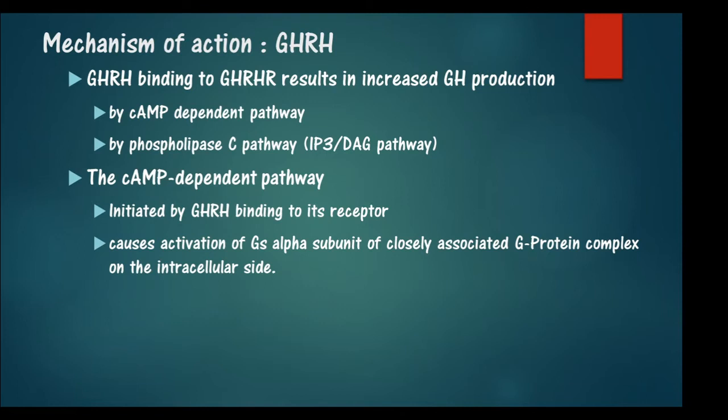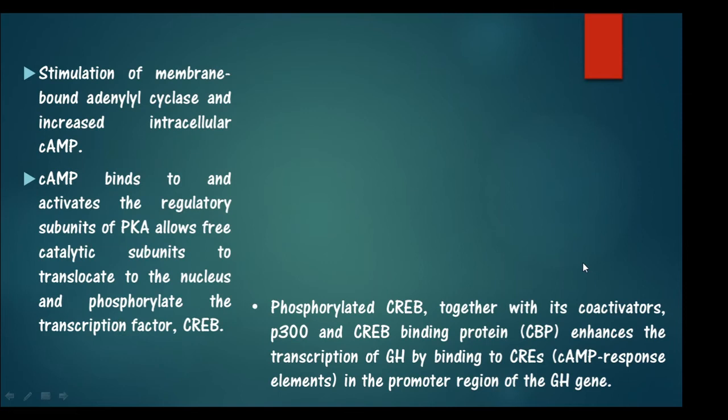So next is the mechanism of action of GHRH. It binds to the GHRHR receptor, resulting in increased GH production through the cyclic AMP dependent pathway or the phospholipase pathway. So that is the IP pathway that we talked about earlier. The cyclic AMP dependent pathway is initiated by GHRH binding to its receptor, which causes activation of the G stimulatory alpha subunit closely associated with the G protein complex.